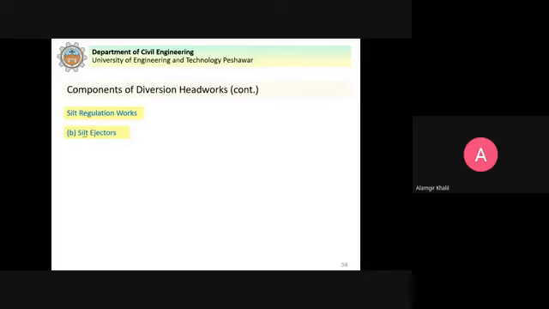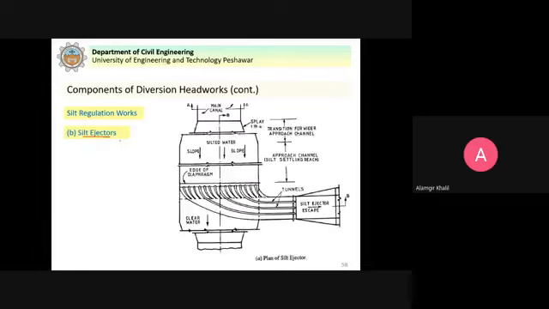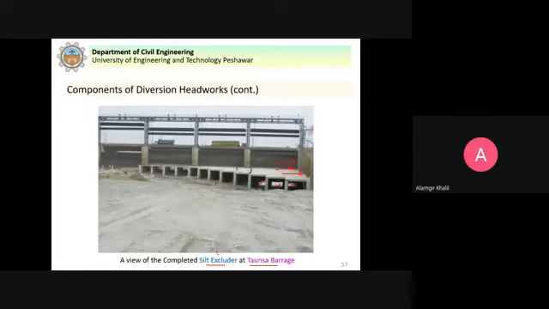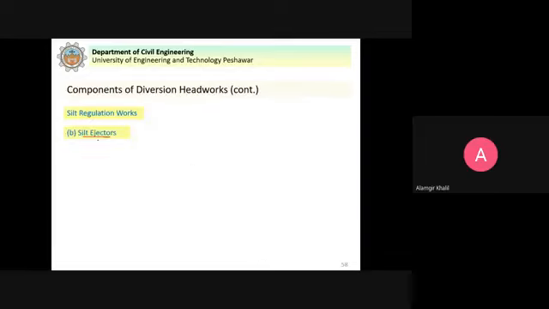The second one is silt ejectors. Silt ejectors are constructed actually in the canal. Clear? The silt excluders are on a river bed upstream of the canal head regulator. So in case of silt excluder, the silt is removed from the water before it enters into the canal. Whereas in case of silt ejector, the silt is removed from water after it enters into the canal. So this is known as silt ejectors.